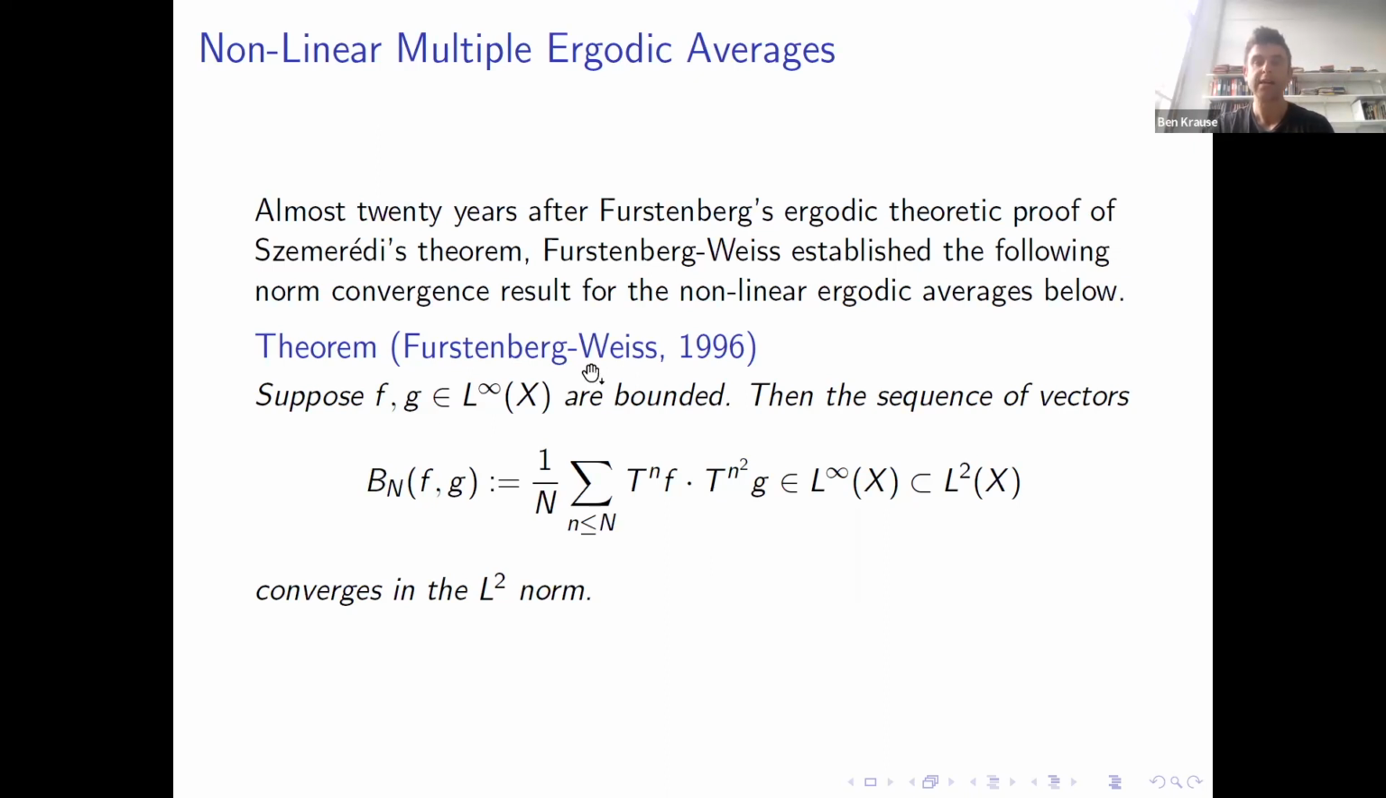In '96, Furstenberg and Weiss proved that this sequence of bilinear averages, where instead of shifting linearly in the second entry you shift polynomially, also converge in L2. So once again, I start with two bounded functions f, g, then Bₙ(f,g) is bounded as well. So it's an L2 vector. I have a sequence of L2 vectors. And if I squint a little bit at the sequence of L2 vectors, I can deduce a limiting vector to which they converge.